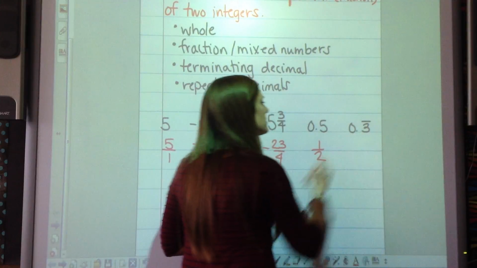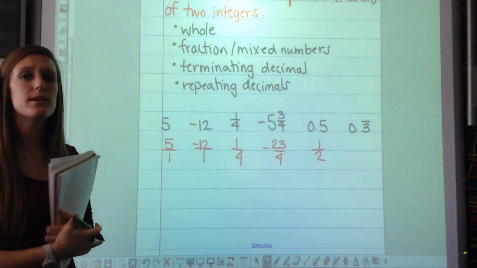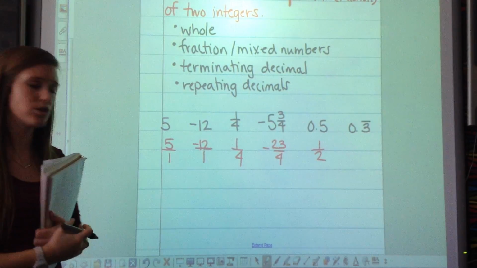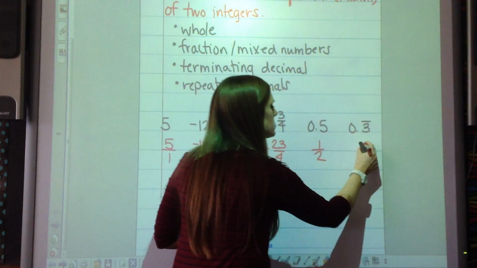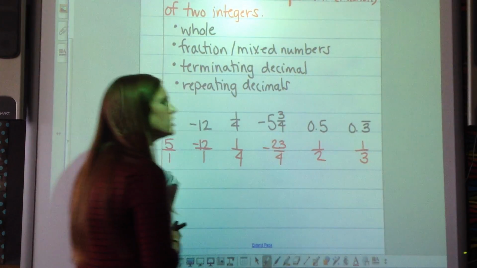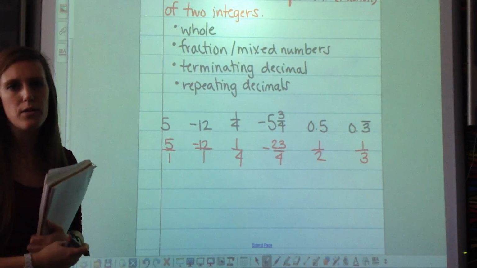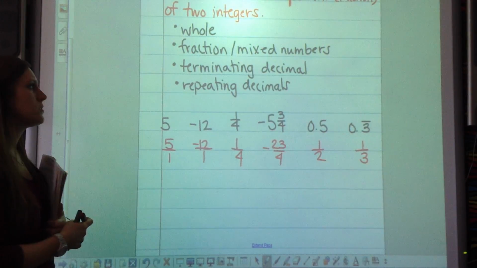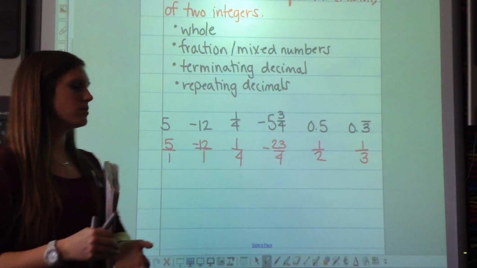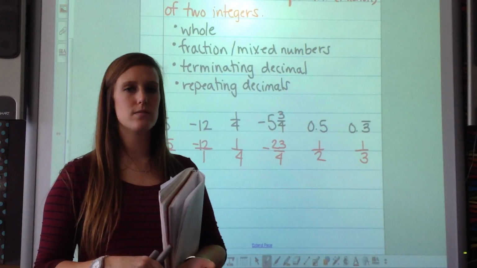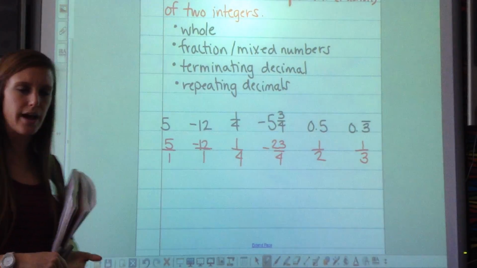Repeating decimals are rational because they also can be turned into fractions. We're not going to learn how to do this in this lesson. You're going to learn it in the future, but 0.3 repeating is 1/3. Okay, so again, they're going to give you a number. Is it rational? If so, prove it. And the proof is the fraction.